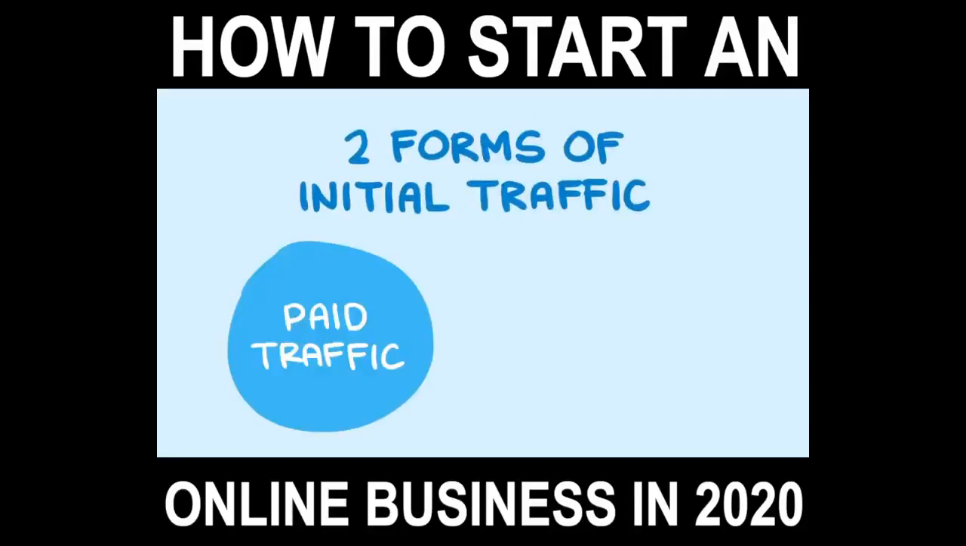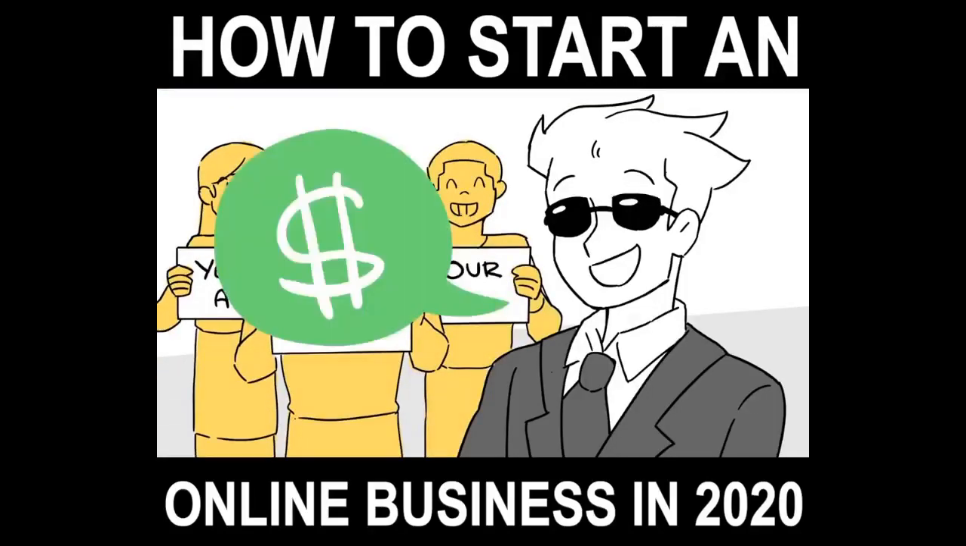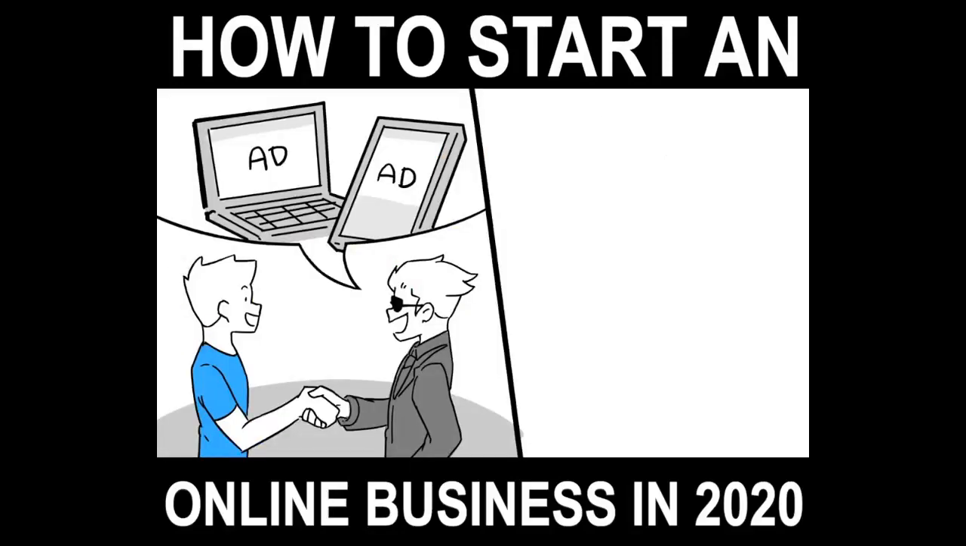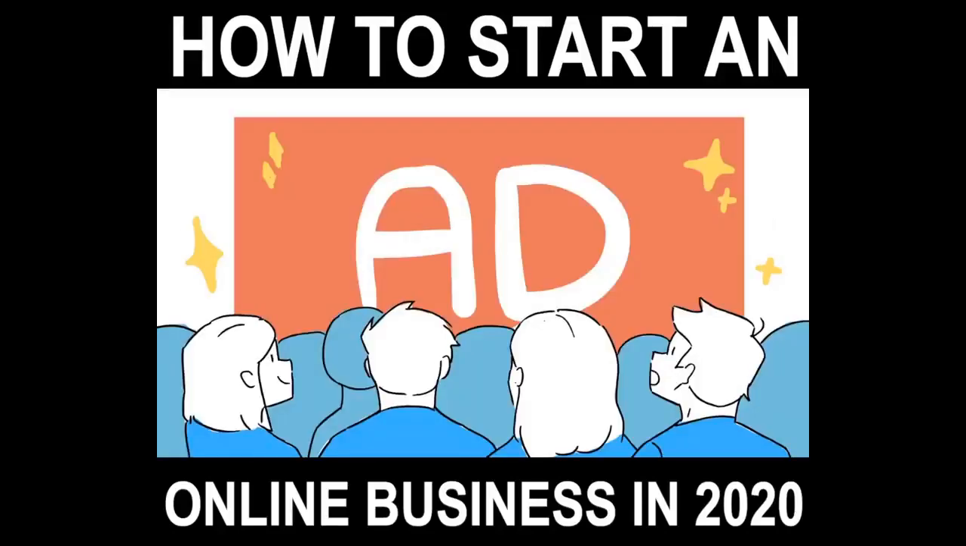Now, there are two forms of initial traffic. There's paid and then there's organic. Paid traffic is, like the name suggests, traffic or views that you have to pay for, whether it's buying ads on Google or Facebook or paying an influencer to mention you in their Instagram post or YouTube video.